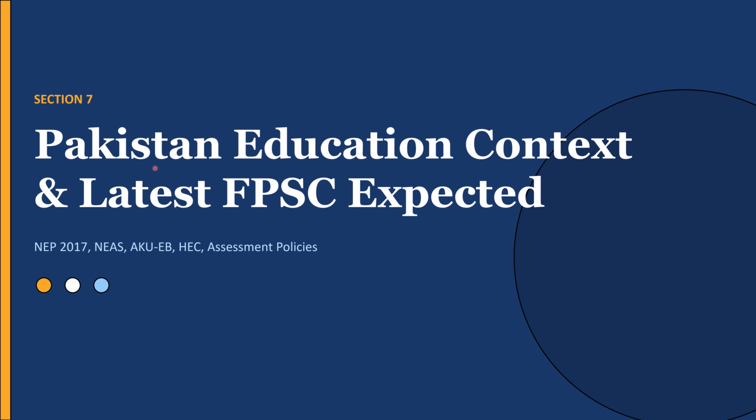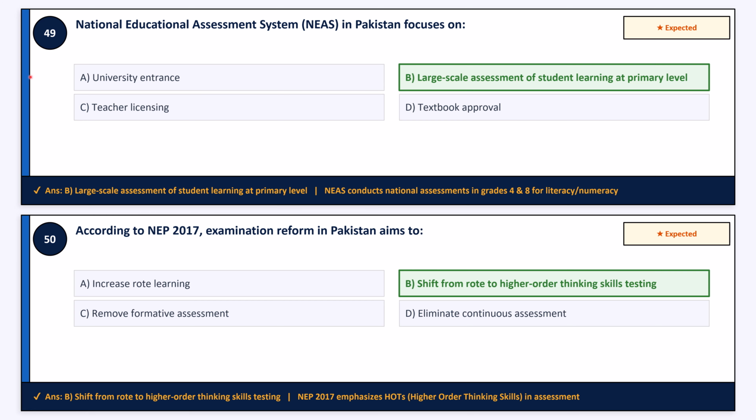Section 7 is the Pakistan education context and latest FPSC expected questions: NEP 2017, NEAS, AKU-EB, HEC assessment policies. 49. The National Educational Assessment System, NEAS, in Pakistan focuses on option B, large-scale assessment of student learning at primary level.